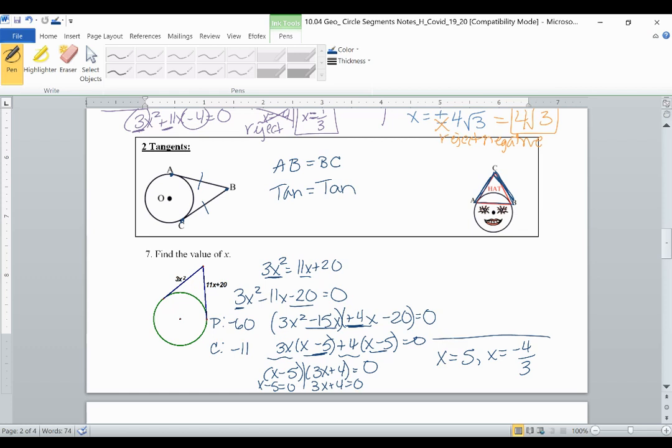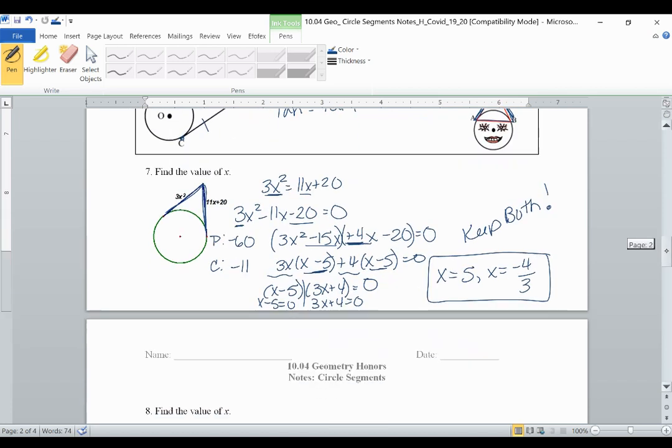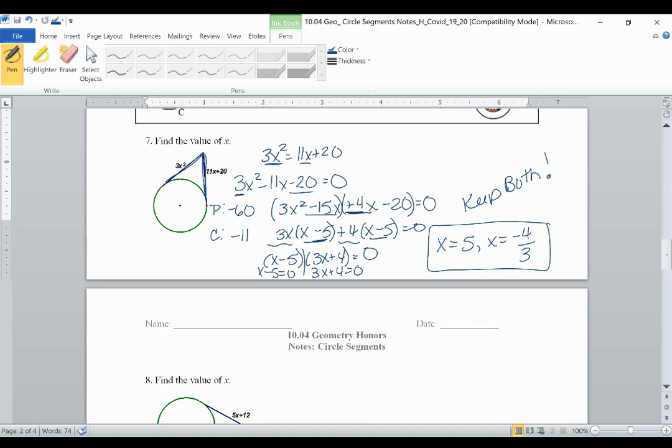So in this case, again, you keep both answers. You keep the negative and the positive because when you sub in that x, it does not create any negative segment lengths. So it's okay that x is negative, it's just not okay to have a negative segment.